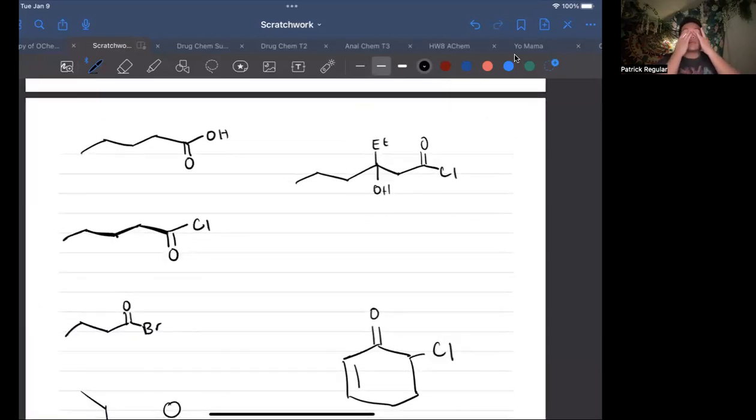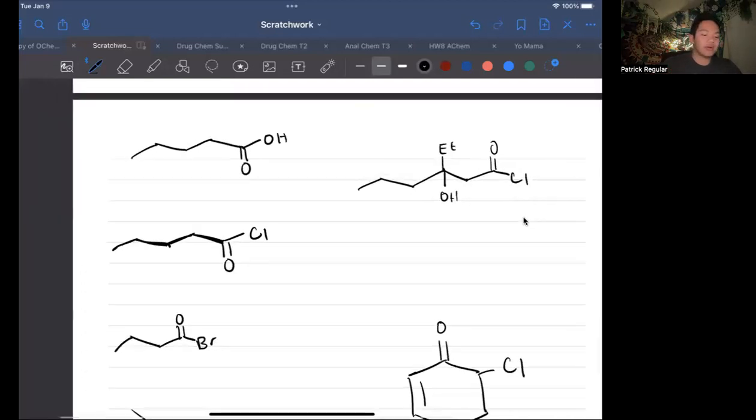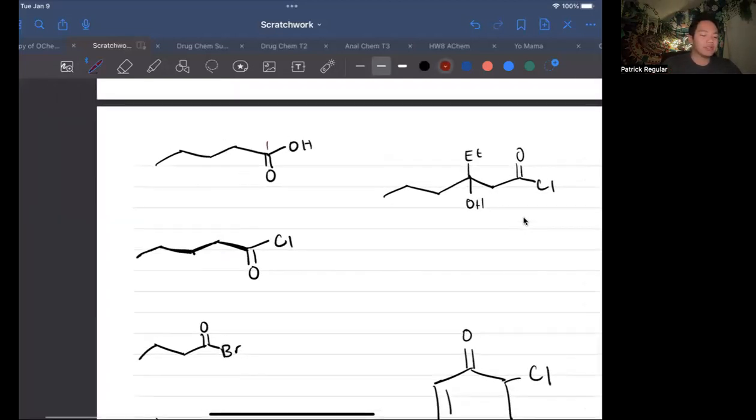So we finished talking about anhydrides, right? And now we're looking at the other carboxylic acid derivatives. The next easy one is going to be the acyl halides. The acyl halides follow a similar rule. So we know, okay, let's go ahead and name this carboxylic acid. 1, 2, 3, 4, 5. Pentane, drop the E, pentanoic acid.